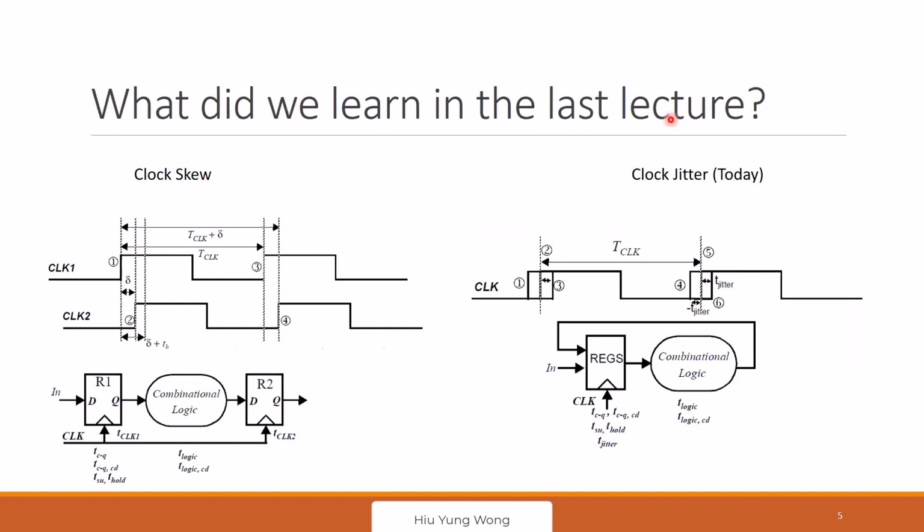What did we learn last time? Last time, we mostly learned clock skew. Clock skew, say again, it is what? You have the clock going in the space, from left to right, from top to bottom. So it takes time to reach the other part. Even though it is fast, it still takes time. So you will have a delay.